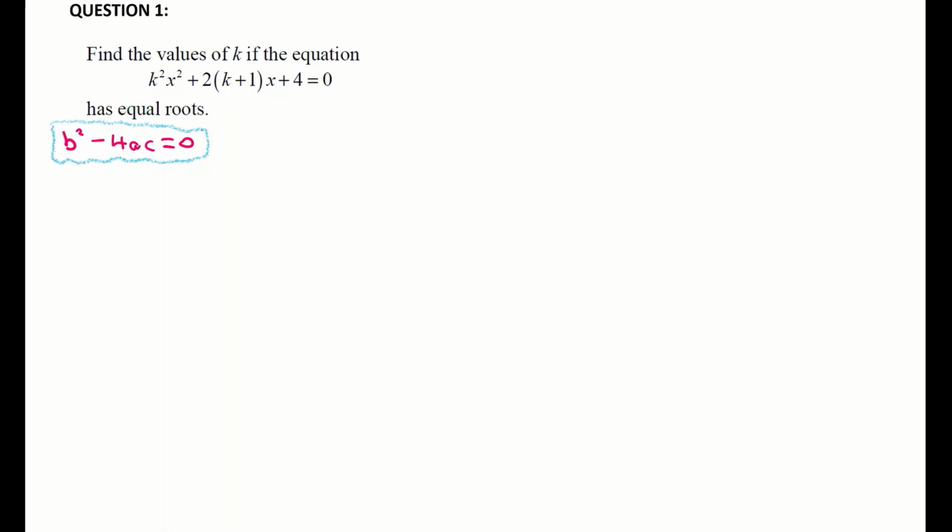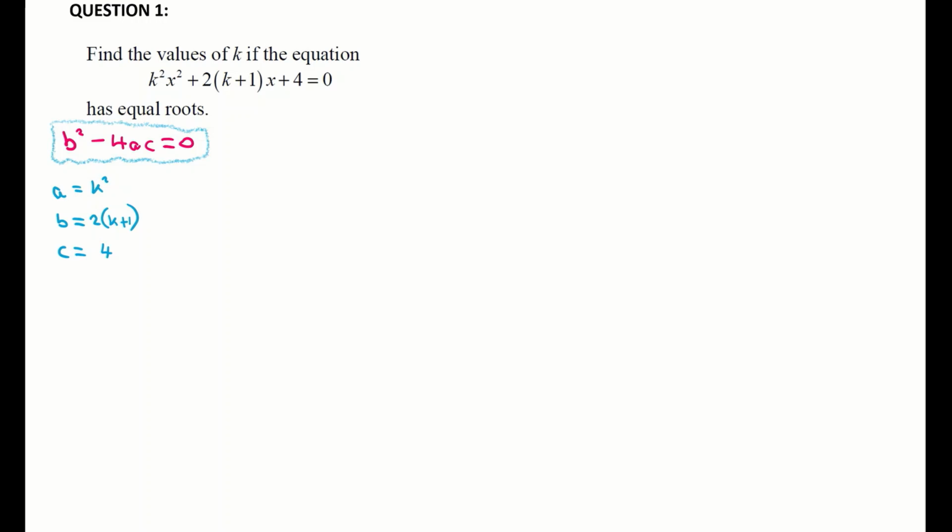Before I fill it in, I need to write down what my values for a, b, and c are. My a is always the coefficient of the x squared, the number in front of the x squared. So in this question, it is k squared. My b is the coefficient of the x, which is 2 times k plus 1. And my c is the constant, the number on its own, and that is positive 4. Remember that we don't take the x and the x squareds with it.